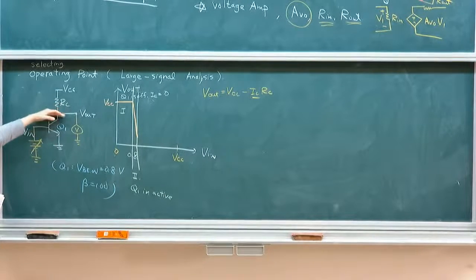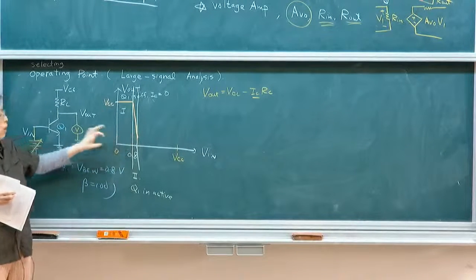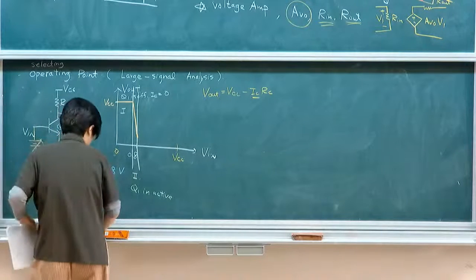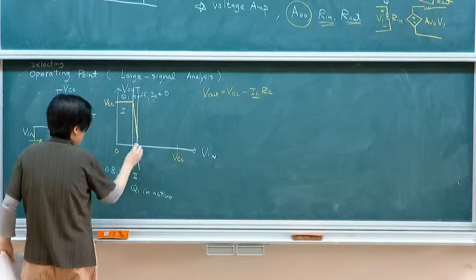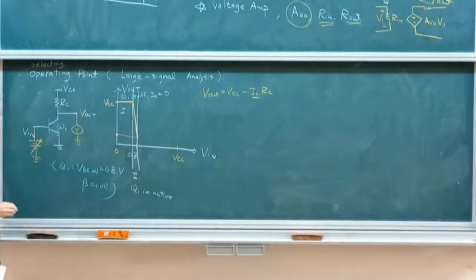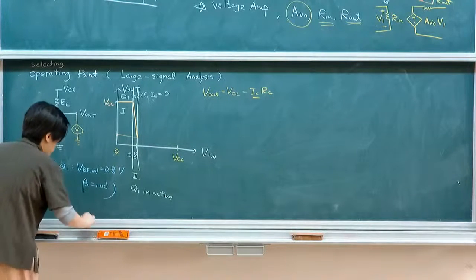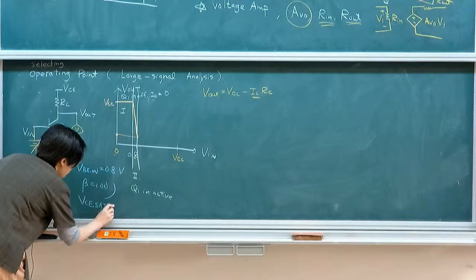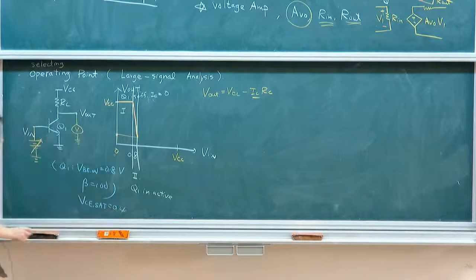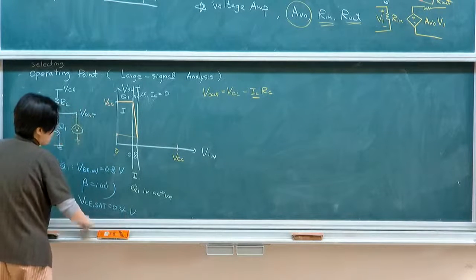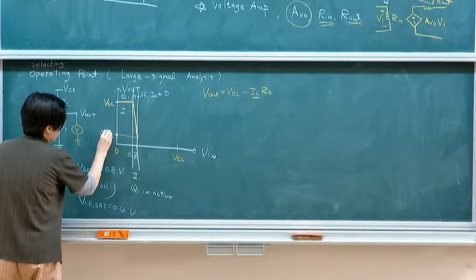But once it drops, until where? Until very low. So until when? What is the turning point? What do you think this turning point would be? About, so I forgot to give another parameter. So VCE set, using VCE set of 0.4 volt. So meaning that if it drops until VCE set, this is 0.4.